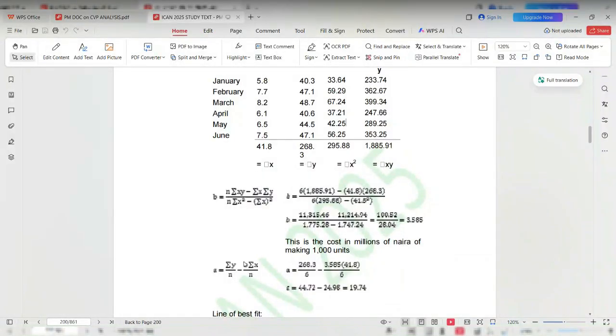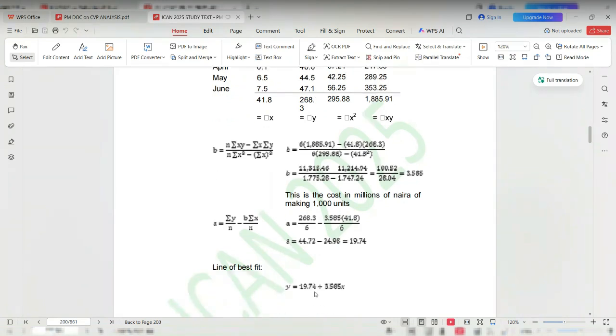Then what is our B? We have already gotten our B to be 3.585. What is summation X? It is 41.8. You put it here and divide it also by 6, and you get your A. So having gotten your A, you can now insert it into the formula for the line, Y is equal to A plus B X.